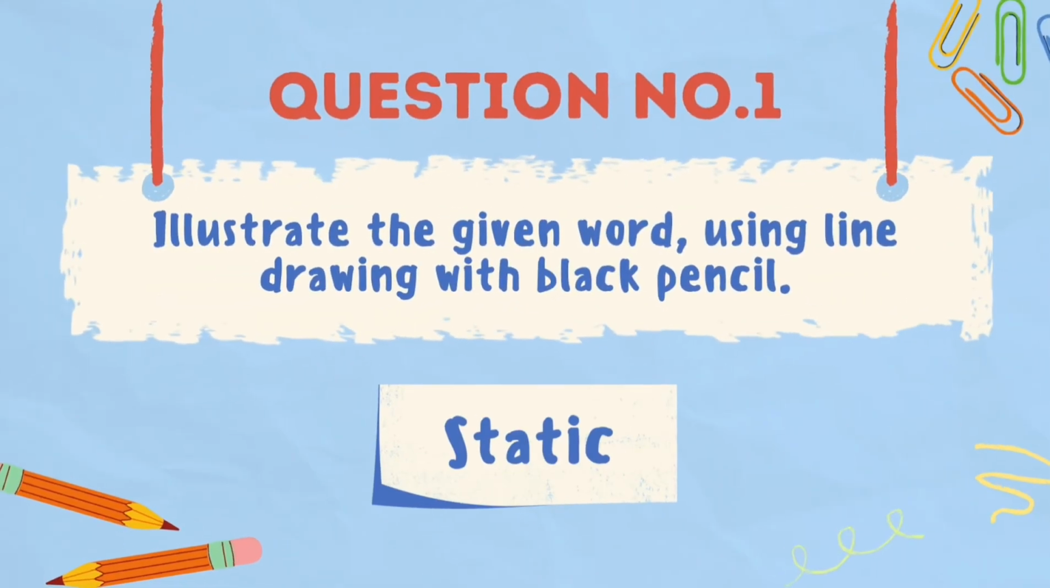So here comes our first question, that is to illustrate the given word using line drawing with a black pencil, and the word is static. All the questions would be framed in this manner only. The only difference that you would find in the questions would be these words, which may be static, rhythm, power, anything.